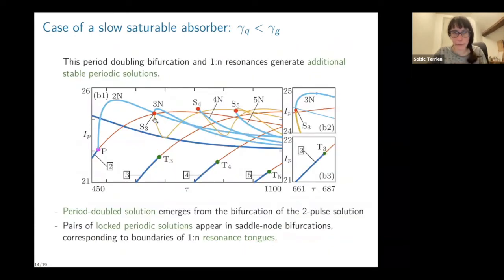So for the 3, close to the destabilization torus bifurcation corresponding to the 3 pulses solution, we have a saddle node bifurcation where a stable periodic solution and an unstable periodic solution emerge, and these correspond to 3 non-equidistant pulses in the feedback cavity, and similarly for the 4 and 5 pulses solution here.